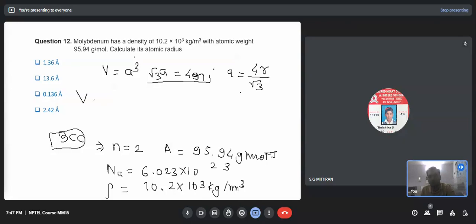Volume will become 4R by root 3 whole cube. And we know that density is n into A upon volume into Na. N is the number of atoms, A is the atomic weight, and we'll just shift rho here, and Na. So if we keep these values here, what will we get?